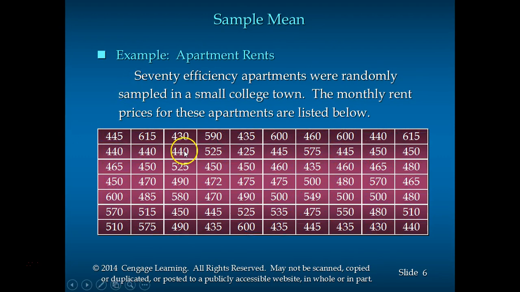Here's an example of apartment rents. I think we did this in chapter 1. There are 70 apartments randomly sampled in a small college town. The monthly rent prices for these apartments are listed below. A total of 70 apartment rents.